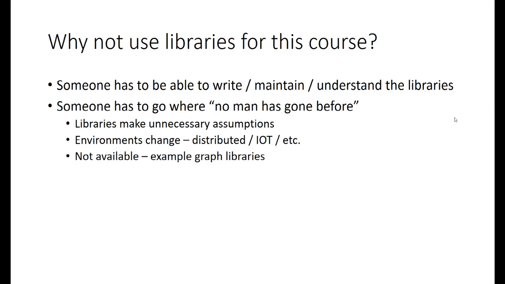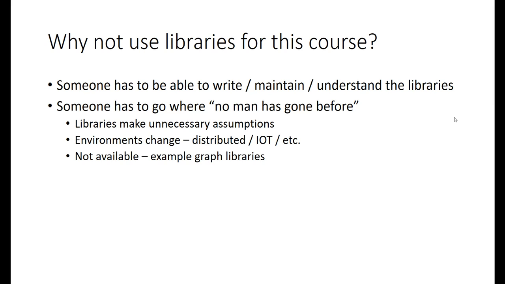Also, someone has to go where, here's a quote, where no man has gone before. You might recognize it from Star Trek. But libraries make unnecessary assumptions. They have to. When you write a library, you make certain assumptions about a variety of things. And then as things evolve, that might not hold for the future. If I knew that all of you were only going to work on Pentiums that support lots of memory and have demand paging and all sorts of other lovely features and would never connect them to a network, a number of other things, then we could say, oh yeah, you'll never need to write any of this stuff yourself. You can just use libraries.